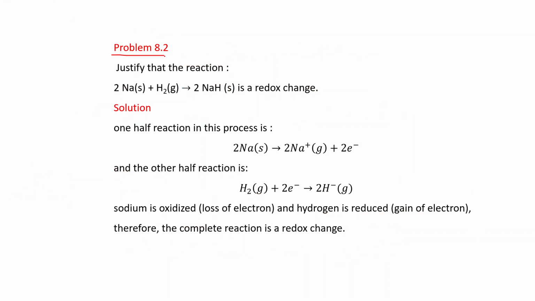Now Problem 8.2: Justify that the reaction 2Na + H2 converting into 2NaH is a redox change. Now this reaction can be split into two half reactions. The first one is 2Na converting into 2Na+ plus 2 electrons, and the other half reaction is H2 plus 2 electrons converting into 2H-.